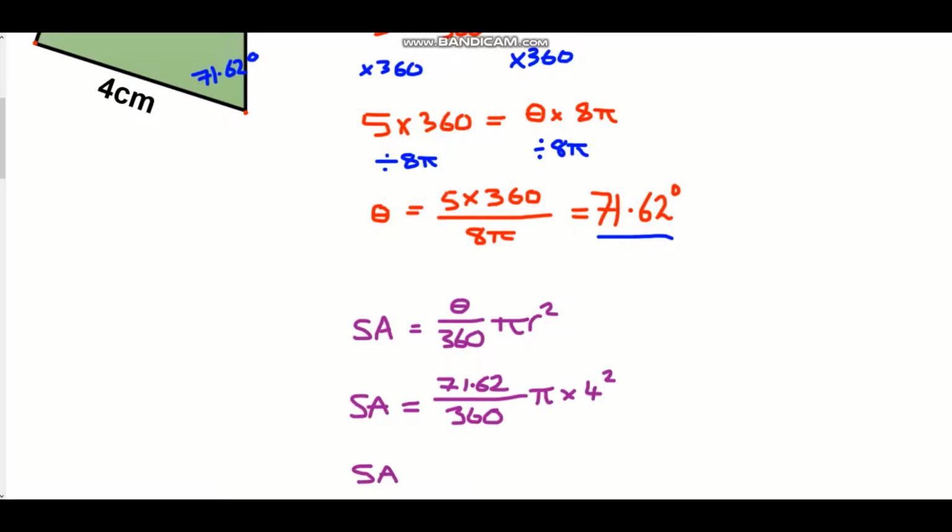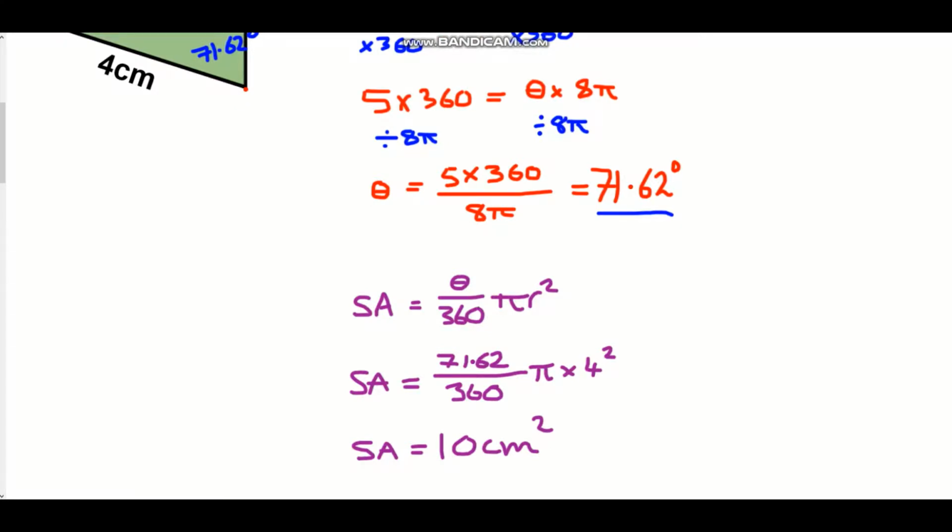You get a final answer of sector area is equal to 10 centimeters squared. Lovely, that worked out rather nicely. And that's correct for 2 decimal places. And that's our final answer.